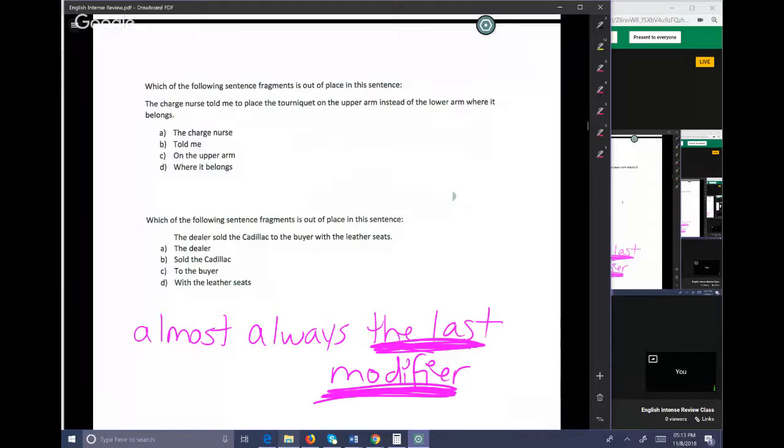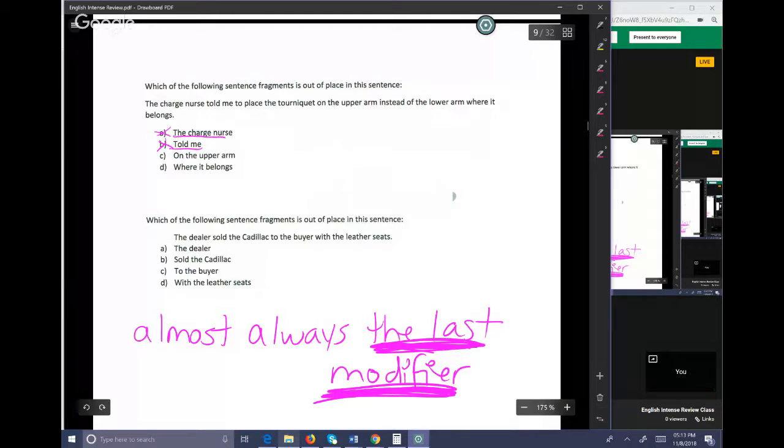So if we read this first example, the charge nurse told me to place the tourniquet on the upper arm instead of the lower arm where it belongs. The charge nurse is most definitely not misplaced. That is supposed to be the subject right at the beginning of the sentence. So we can get that out of there. Told me is also in its correct place. You could not put that anywhere else. So the charge nurse told me is great. We have not run into an issue yet. The other 2 answers that they gave us are in the part of the sentence where we are beginning to run into issues.